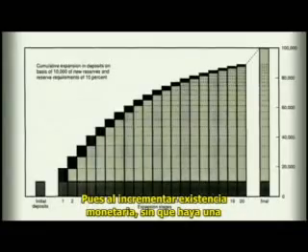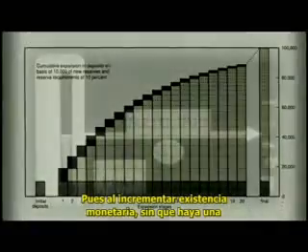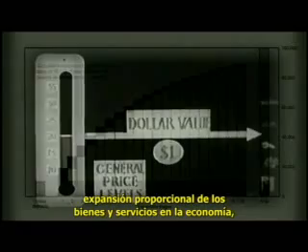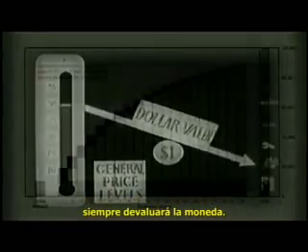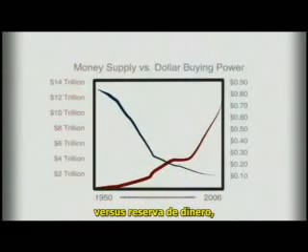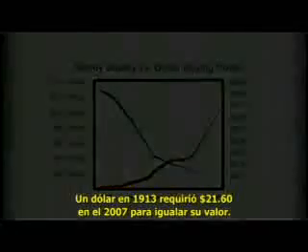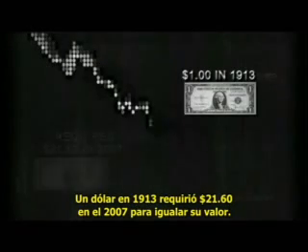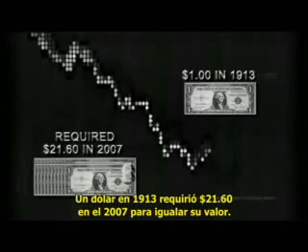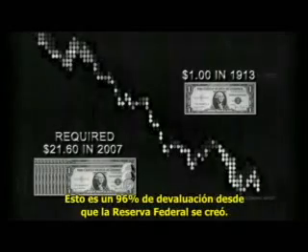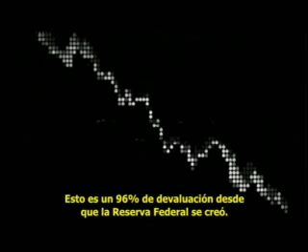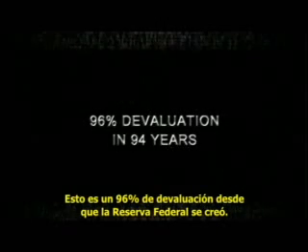For the act of expanding the money supply, without there being a proportional expansion of goods and services in the economy, will always debase a currency. In fact, a quick glance at the historical values of the US dollar versus the money supply reflects this point definitively, for the inverse relationship is obvious. $1 in 1913 required $21.60 in 2007 to match value. That is a 96% devaluation since the Federal Reserve came into existence.